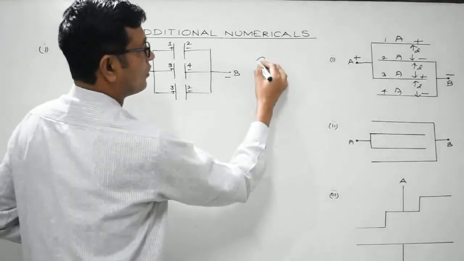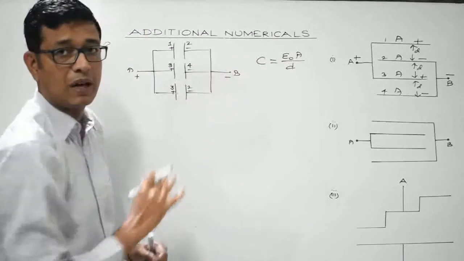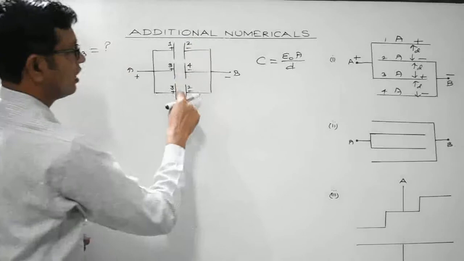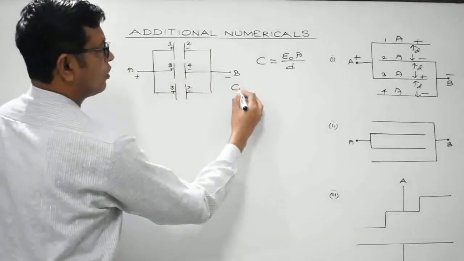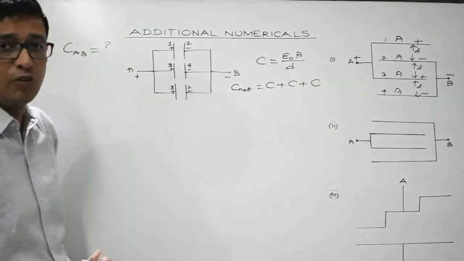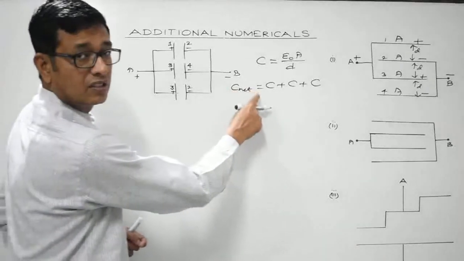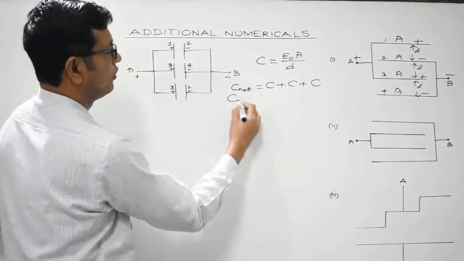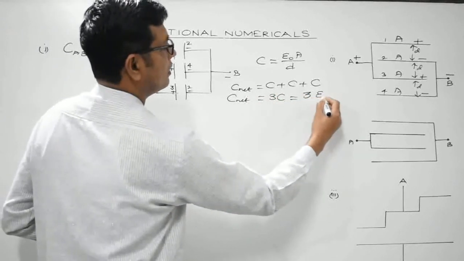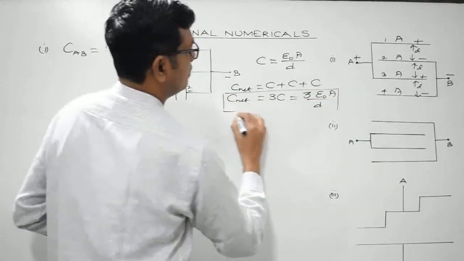Now what is the capacitance of each capacitor? It is epsilon A by d. This is the formula for the capacitance of a parallel plate capacitor. All the 3 capacitors have the same capacitance. So what about the net? It will be C plus C plus C. Make use of the formula: as per the law of parallel combination of capacitors, the equivalent capacitance is given by this particular formula. So we get 3C, which will be equal to 3 epsilon A by d. So this will be the answer.